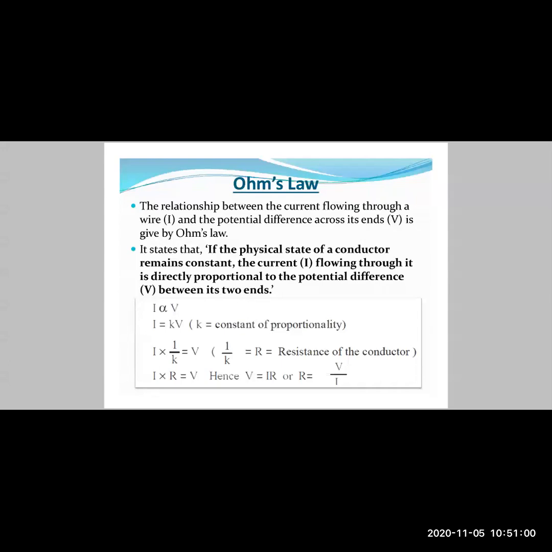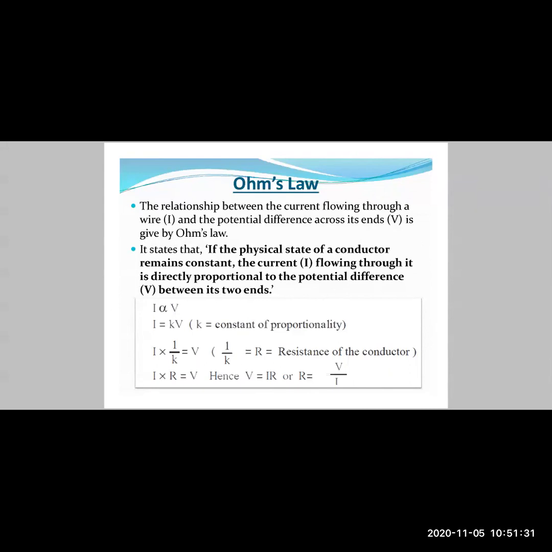According to our statement of Ohm's law, we can conveniently say that current I is directly proportional to the voltage V across the two ends of the conductor, right? Now, if we remove the proportionality sign, we get I equals K into V, where K is a constant of proportionality. Remember that whenever we replace the proportionality sign by an equal sign, a constant needs to be put into the equation. So here, the constant happens to be K, right?